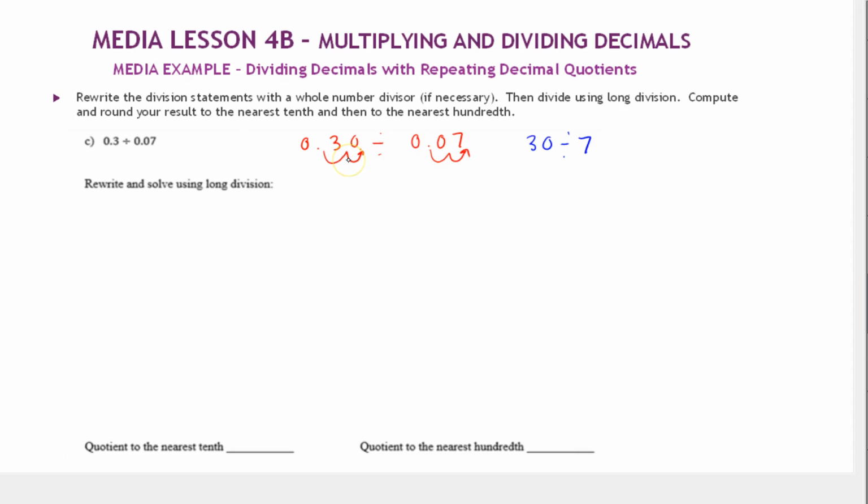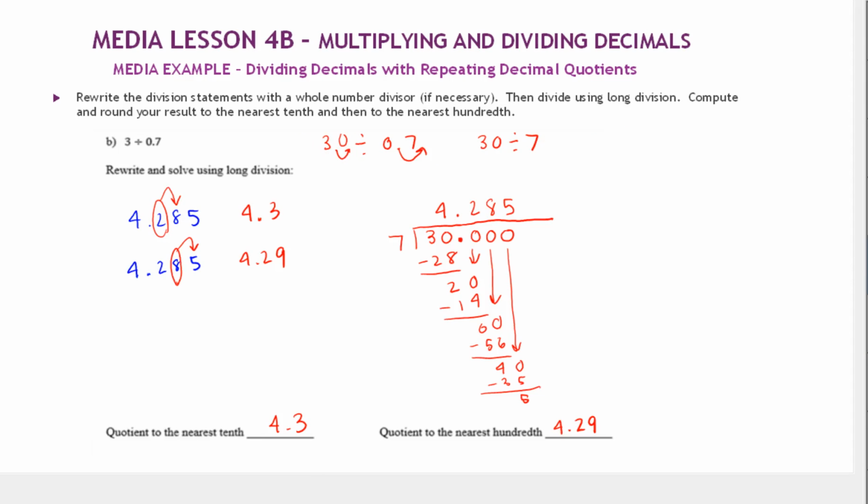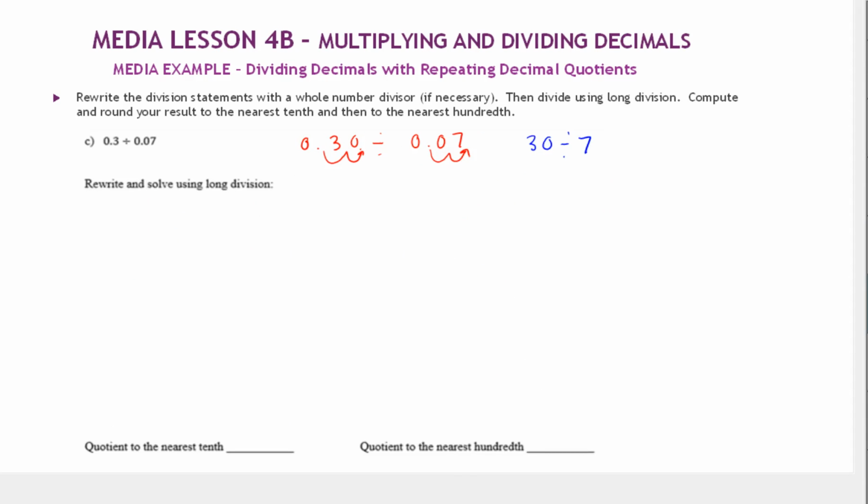So notice this is exactly equivalent to the same problem we did last time. So let's flip back. When we rewrote it, we got 30 divided by 7. Okay. So we're not going to do the long division again because we've already done it. So we're going to take this opportunity to see how we can do this on our calculator.